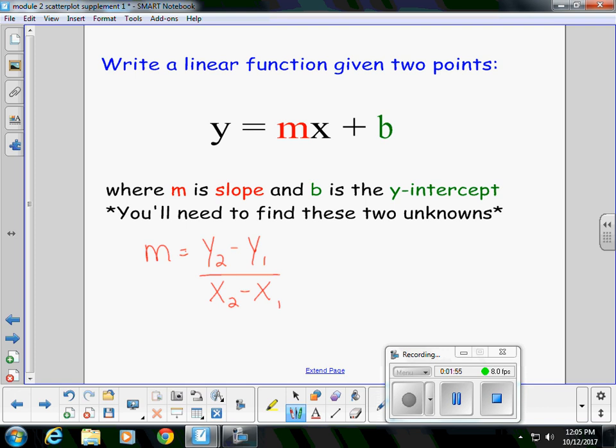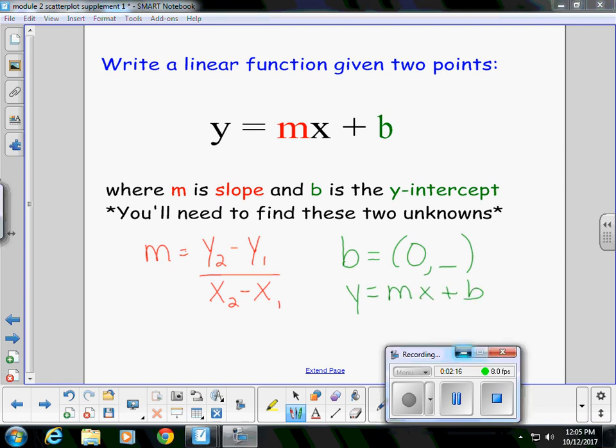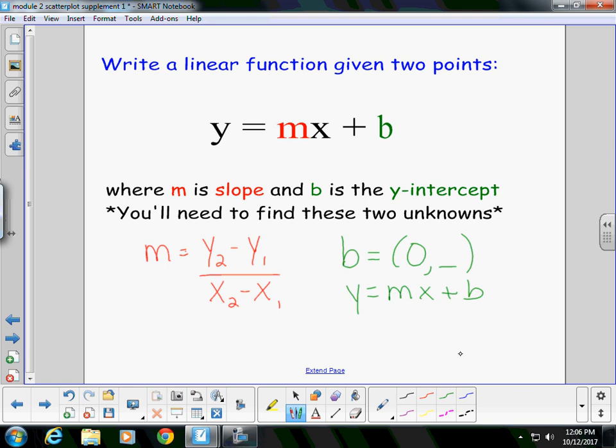And the y-intercept, that's the point 0 and some number. And that's usually found using the actual equation y equals mx plus b, and you solve for the b. So usually what you do is you plug in y, m, and x, and you solve for b.